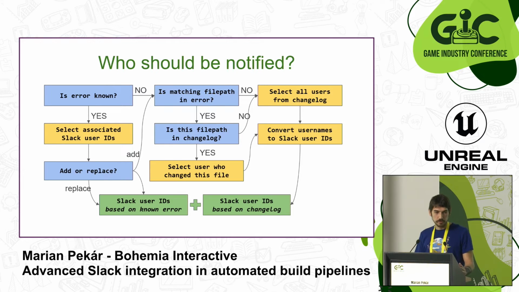And if we don't find a matching file path, the last resort is to notify everyone in the changelog since the last success. And also this is cumulative. When a pipeline fails again, we notify these people again. One slight addition was recently added. When someone claims the error, it becomes known until the first success, because he claims it, so it's now his error. So it's dynamically added to the known errors.